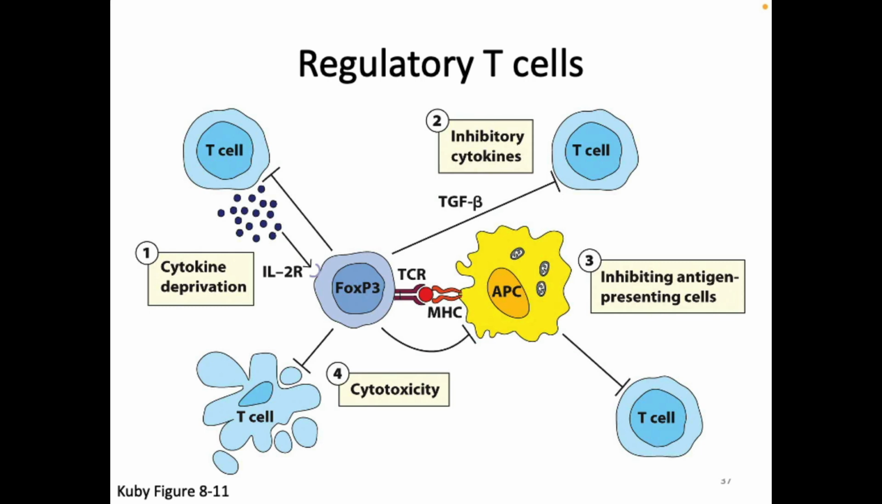You can see that Tregs can suppress by making inhibitory cytokines like IL-10, so they can actively suppress other things. They also have tons of IL-2 receptor, so sometimes they just steal all the IL-2, so nobody else can have the IL-2. So sometimes they're working through cytokine deprivation.